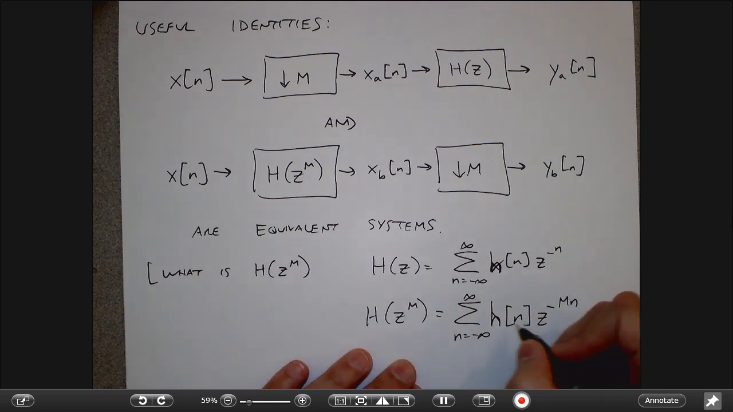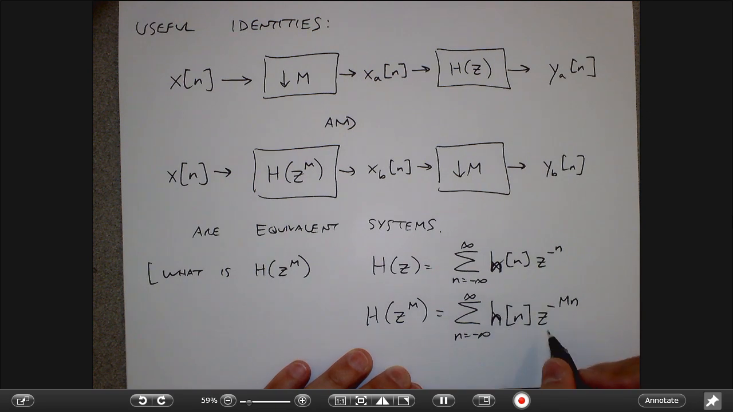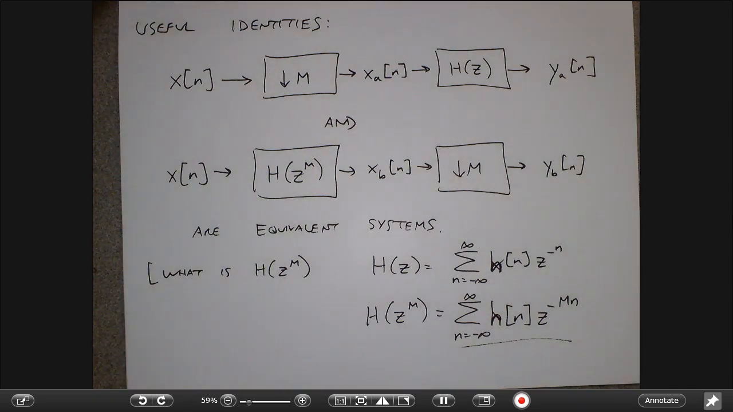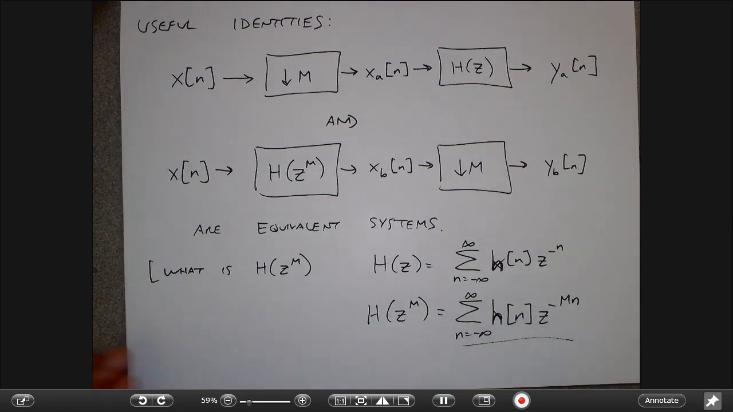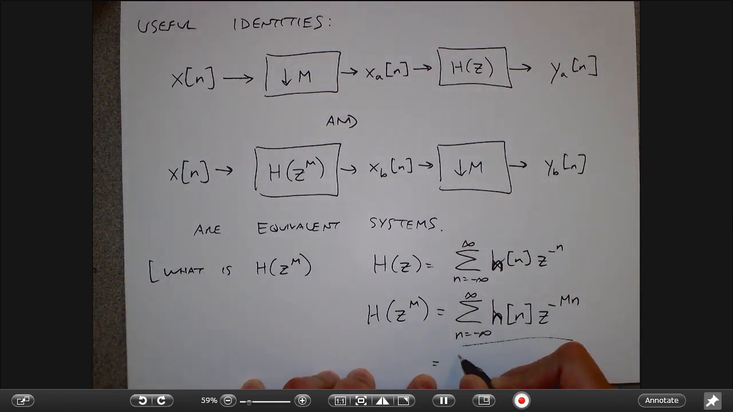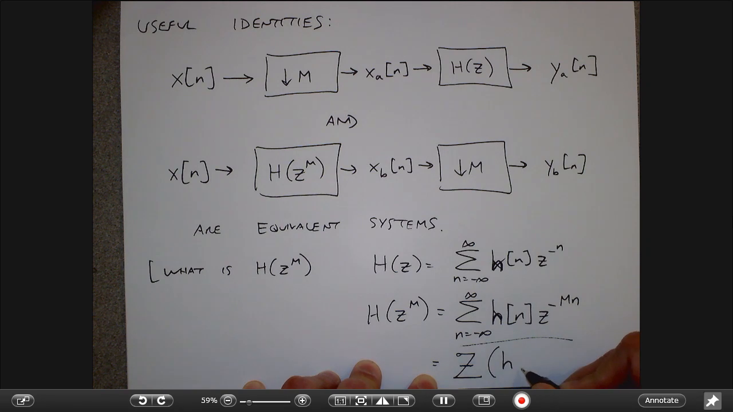And so, if I think about it, what does this mean? This means that in this Z transform, I only have powers that are multiples of Z to the M, right? I have Z to the M, Z to the 2M, Z to the 3M. And the numbers on those powers correspond to the values of the original impulse response. So this is like the Z transform, which I'm going to denote by this curly Z, of what I'm going to call this expanded signal, right?